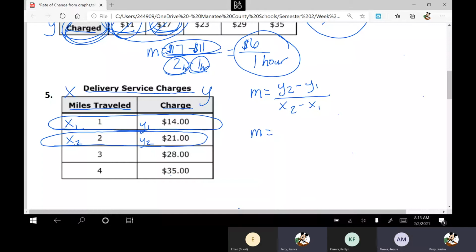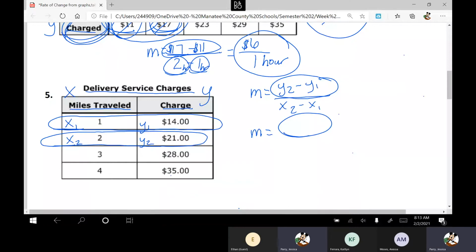Can you say it one more time? I'm looking for what I would put instead of saying y2 minus y1. I'm going to use some of these numbers here, either the 1, 2, 14, or 21. What two numbers can I put there instead of y2 minus y1? What numbers am I going to put up top here? 21 minus 14. Perfect. That's what I'm looking for.